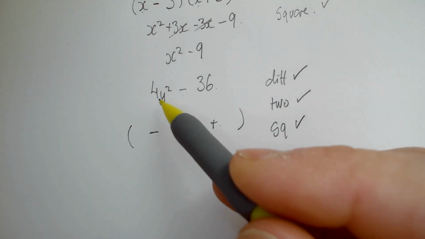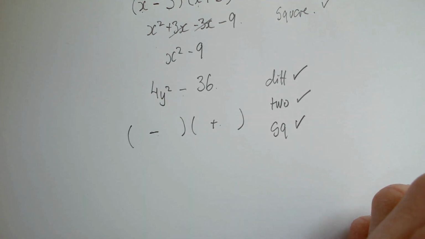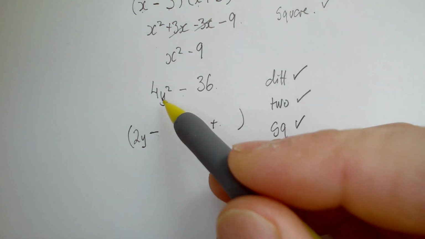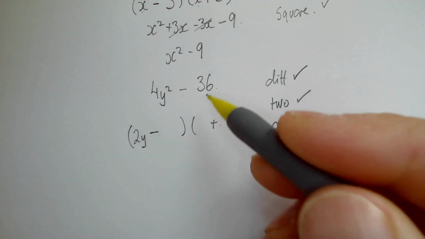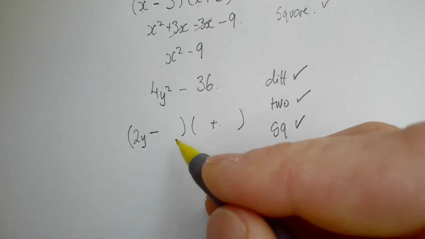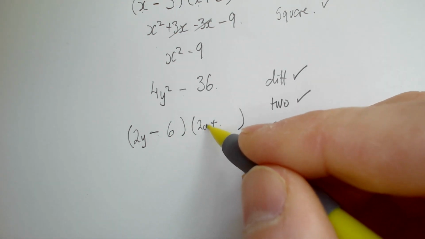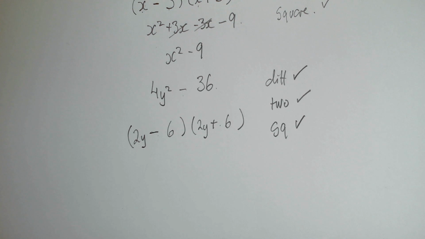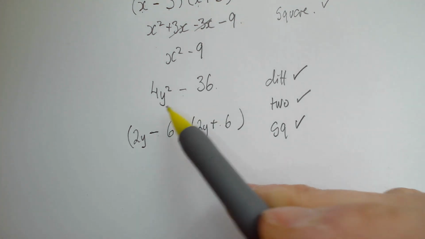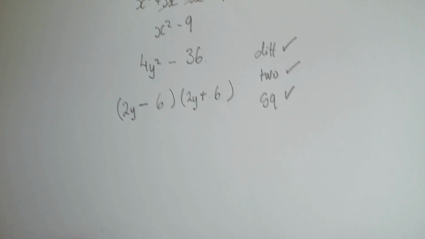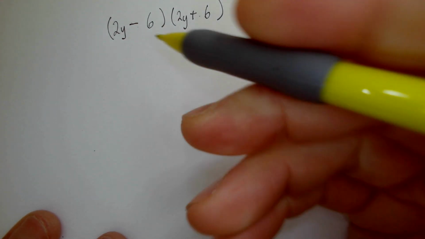And in this first position, we put the square root of 4y squared. And we know that 2y times 2y will give us 4y squared. And we know that 6 times 6 will give us 36. So we can put our 6 in there. And then we can just copy them into the other bracket. And the factors of this difference of two squares are 2y minus 6 times 2y plus 6.